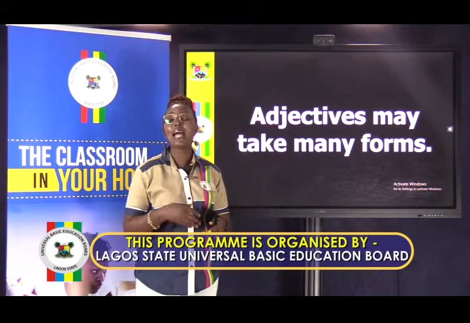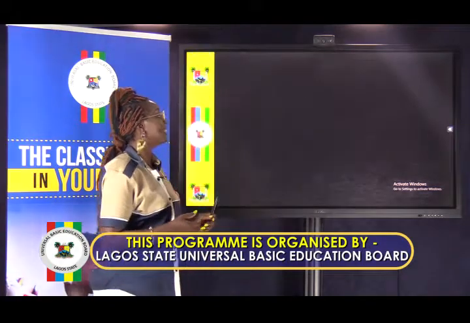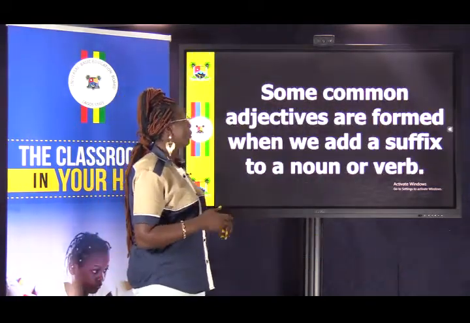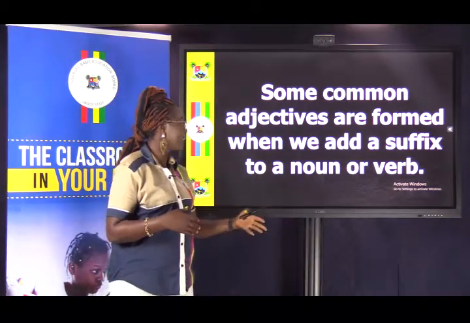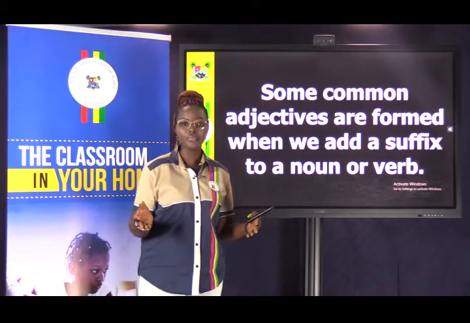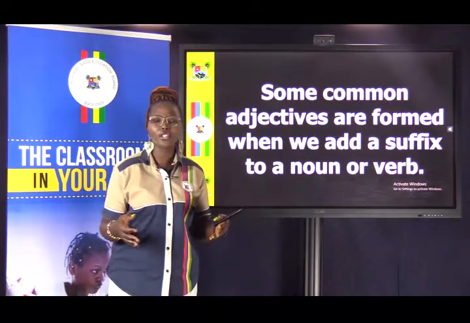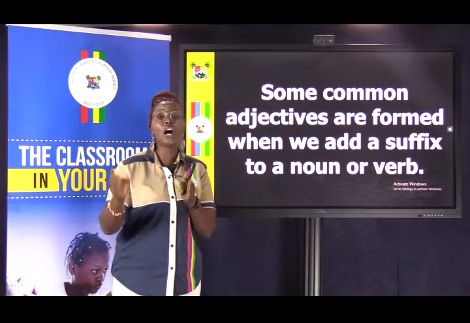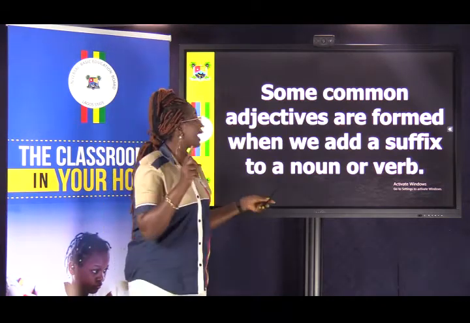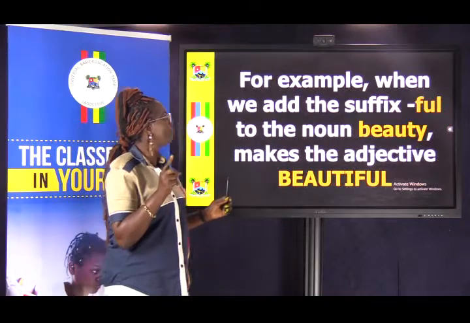Adjectives may take many forms. Adjectives may take what, children? Many forms. Some common adjectives are formed when we add a suffix to a noun or a verb. Are you with me, children? Do you know what a suffix is? Yes, a word that is added at the end of a word. At the end of a word. Now, do you know examples of suffix?